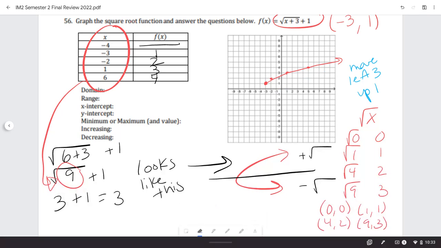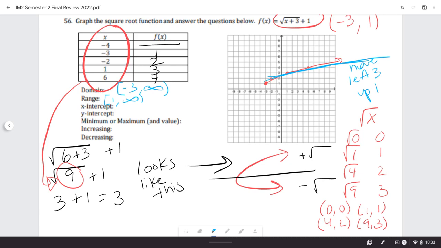And now let's look at the domain. And my domain, okay, where does my x start? My x starts at -3, and it is a solid point, so that's why I'm going to use a bracket. And it keeps going to the right forever and ever and ever, so that's why it's infinity. Okay, range goes from bottom to top. The lowest that it goes is at 1, and it keeps going up consistently, so that's infinity.